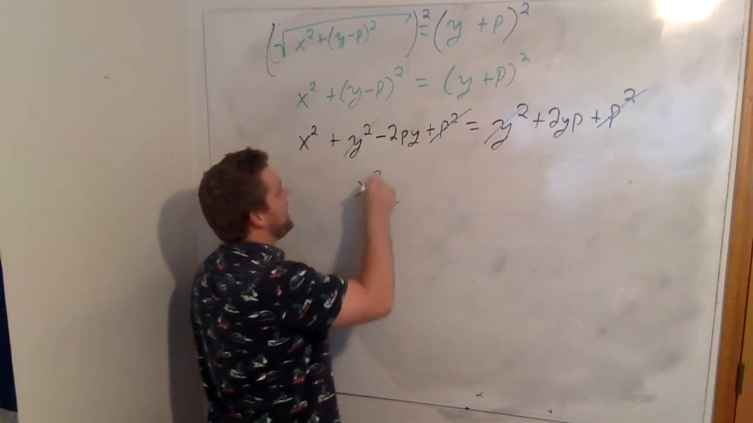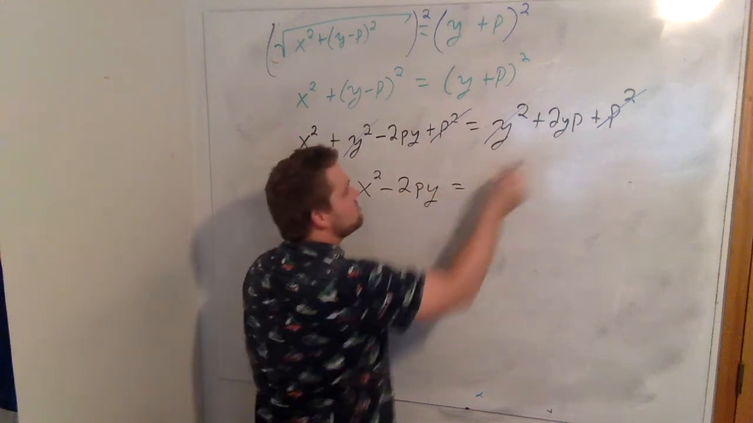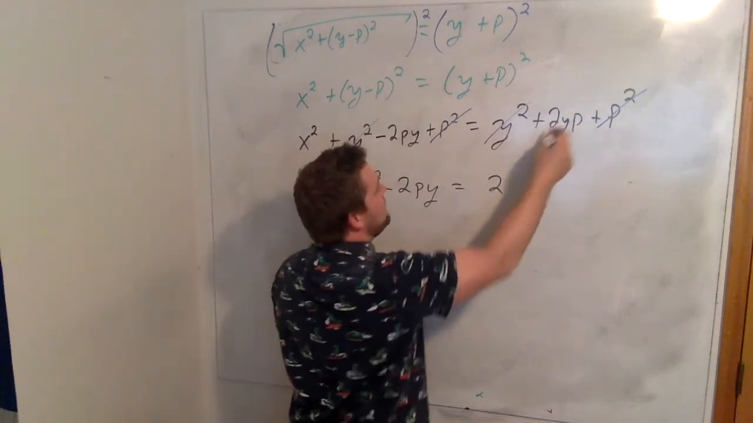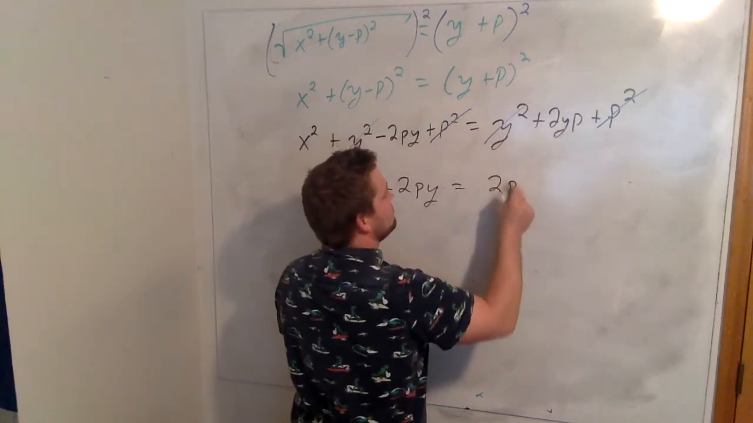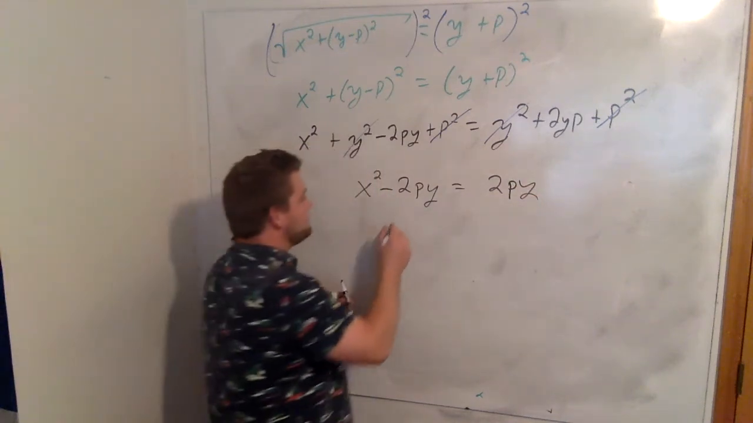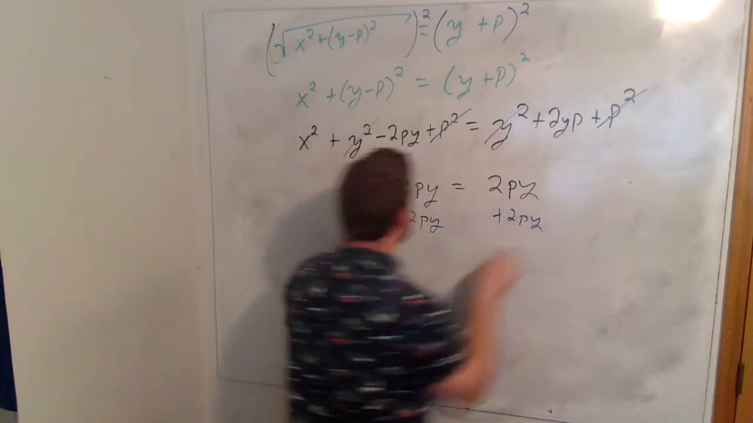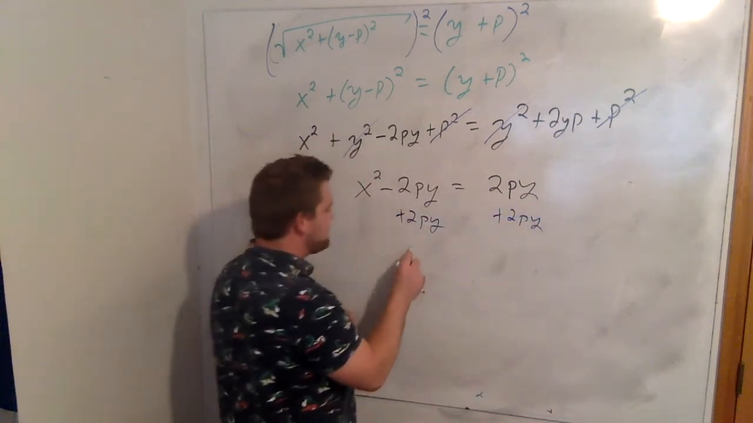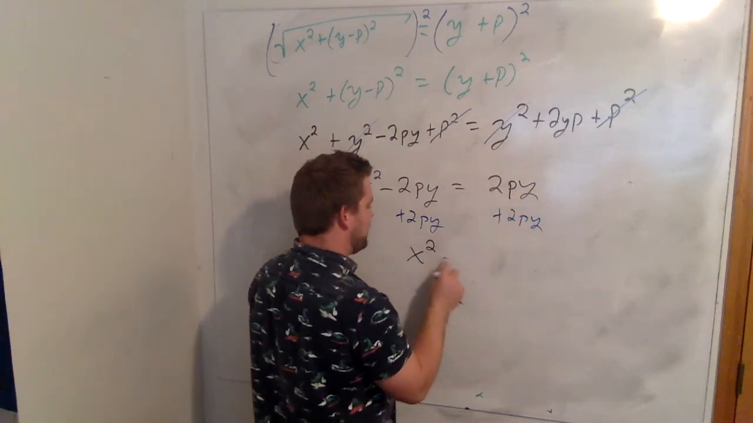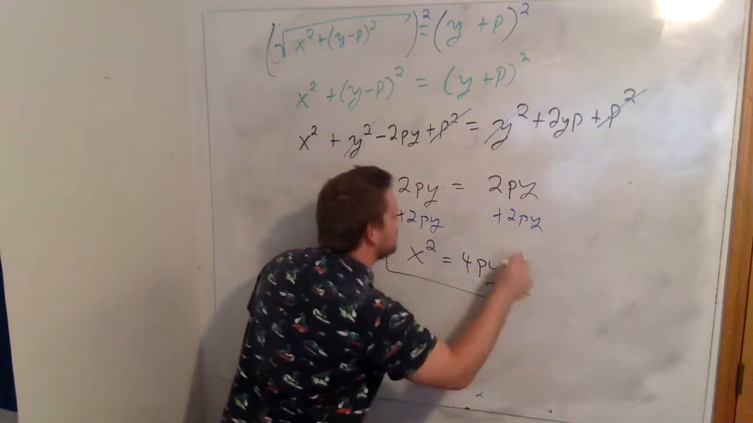We have an x squared minus a 2py is just going to be equal to a 2yp. Let's just change the order of multiplication. Make that a 2py. Okay, now let's add 2py to both sides. So we'll have that x squared. We have 2py plus another 2py, so we have 4py. And here we have it.